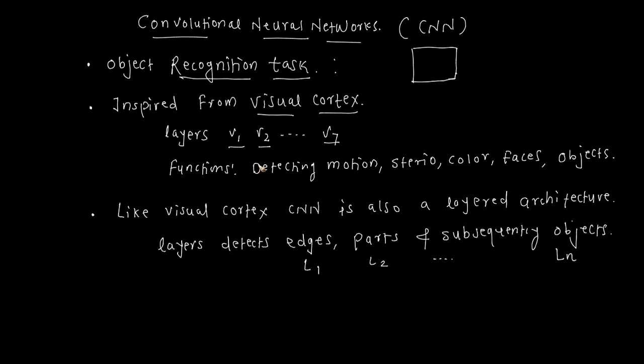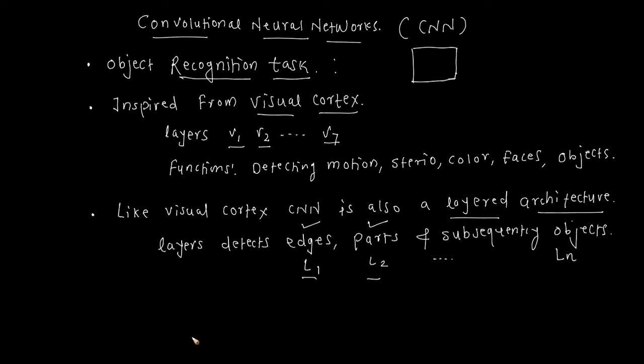Like this visual cortex, this CNN is also divided into layers. It's a layered architecture. We have layers in CNN also, like layer L1, L2, up to Ln. Each layer, especially the lower layer, performs the task of edge detection, detecting edges in the object. Then the subsequent layer may perform the task of detecting parts of the object, and finally the last layer detects the complete object. So there are layers in CNN also.